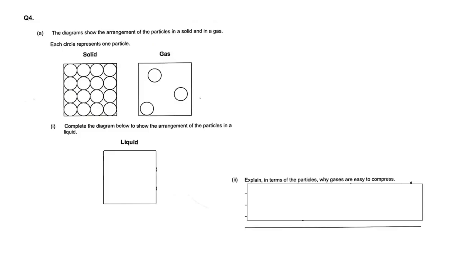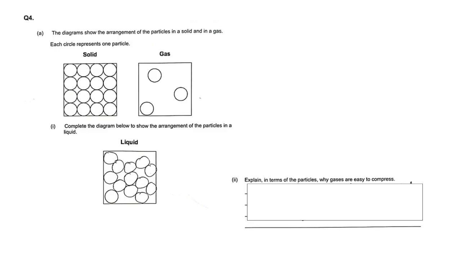Next, the diagram shows the arrangement of the particles in a solid and in a gas. Complete the diagram below to show the arrangement of the particles in a liquid. So again, when you have to draw this, make sure that all your particles have the same size. Make sure they're all touching each other, and make sure they are not in a regular arrangement. Okay, so there's a lot of possible good answers, but if you look at mine, the particles are touching each other, they're close to each other, they all have the same size approximately, and they are not in a regular arrangement.